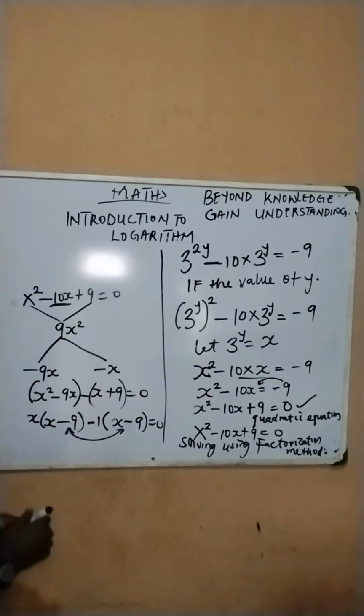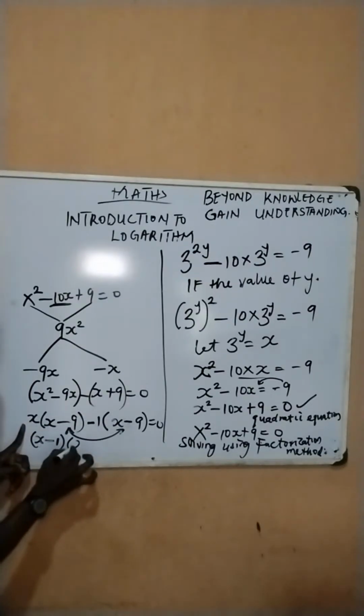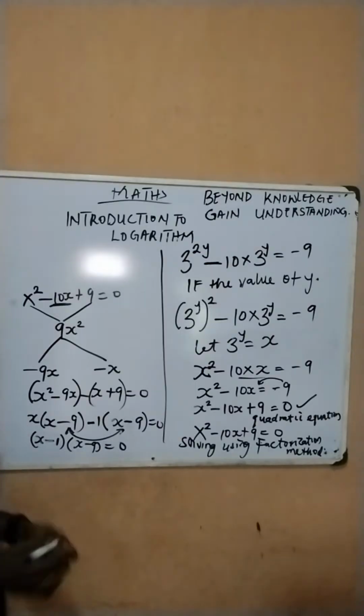So once we've gotten to this point, what you simply do is pick this factor here, this value that you factored out, x, then pick this one, put it inside the bracket, x minus 1, put a bracket, and pick any of these, x minus 9, equal to 0. So this is what we have.